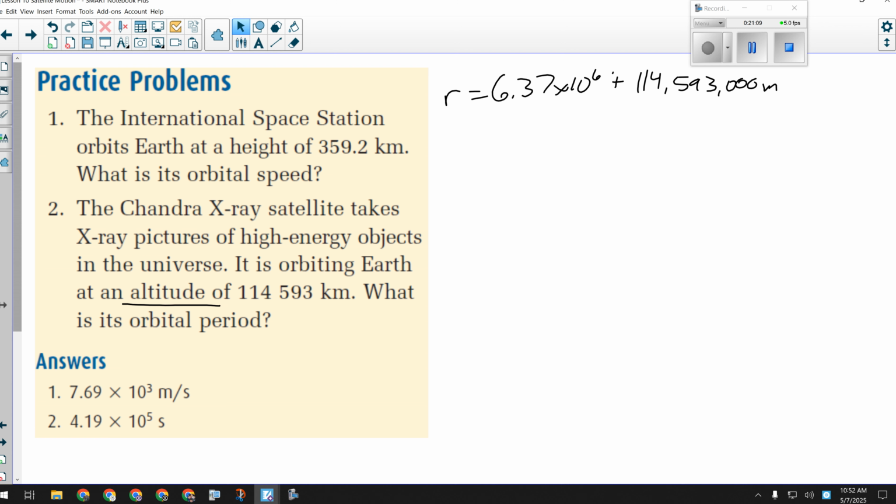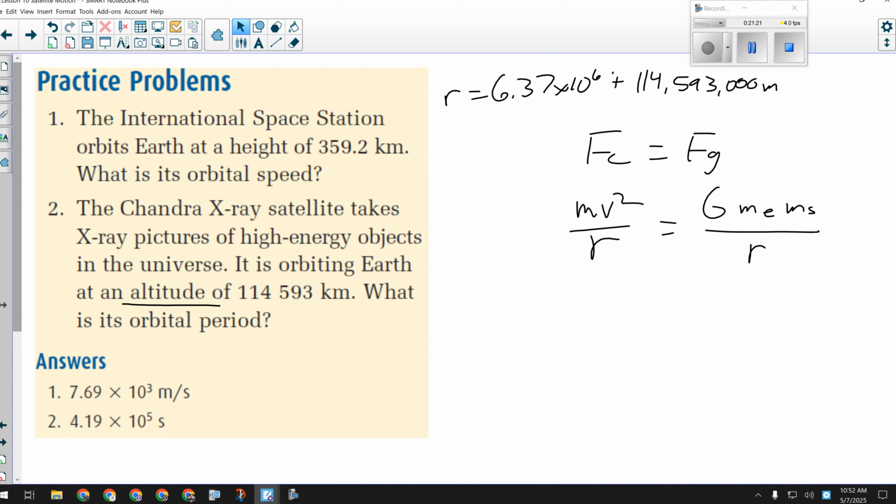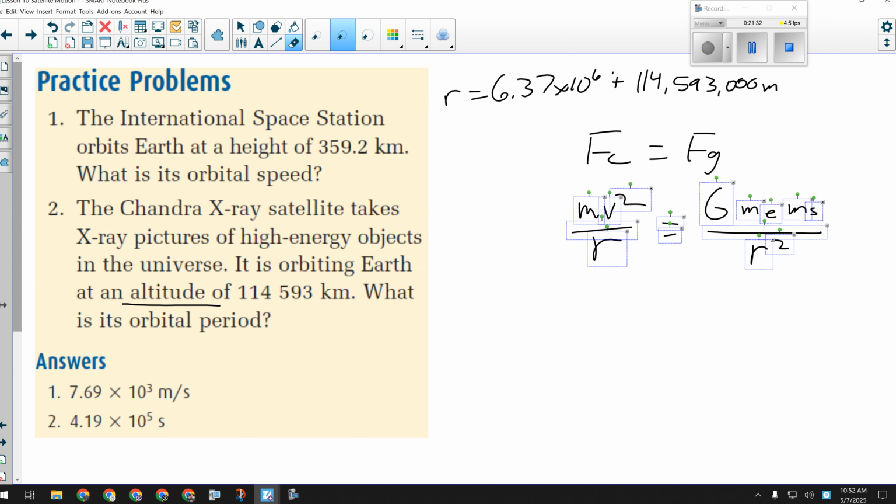Okay, so we have FC equals FG. Okay, that's going to be mv squared over r equals big G times the mass of the Earth times the mass of the satellite over r squared. But I'm looking for orbital period, so I'm going to do that whole substitution thing. Okay, in doing that substitution thing, I'm going to take the mass of the satellite out right away.